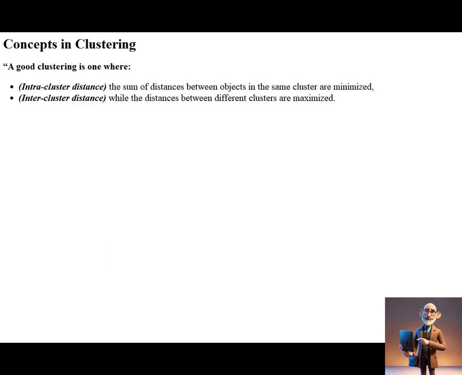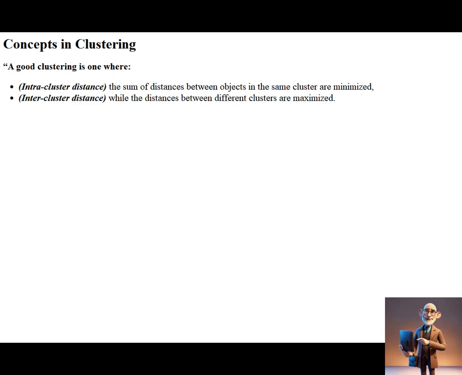So, what does this mean in practice? A good clustering is one where, within each cluster, the sum of distances between objects is minimized. Intra-cluster distance, creating cohesive and internally consistent groups. Simultaneously, the distances between different clusters are maximized, inter-cluster distance, establishing clear boundaries and making each cluster distinct. In visual terms, think of it as arranging data points in such a way that objects within a cluster huddle closely together while maintaining ample space between different clusters.